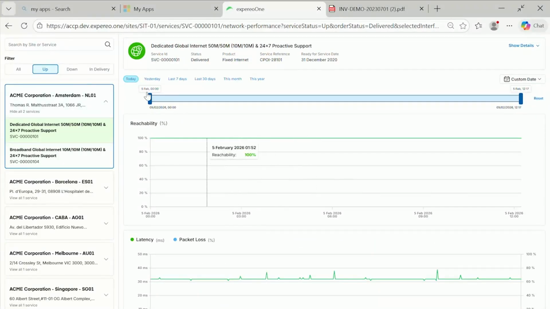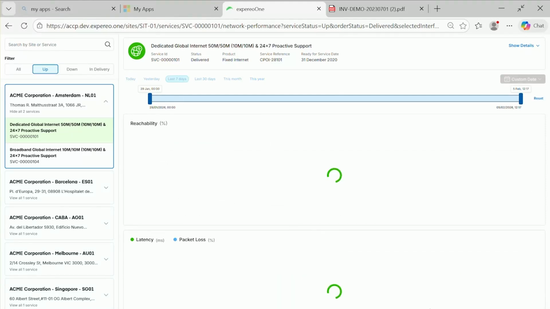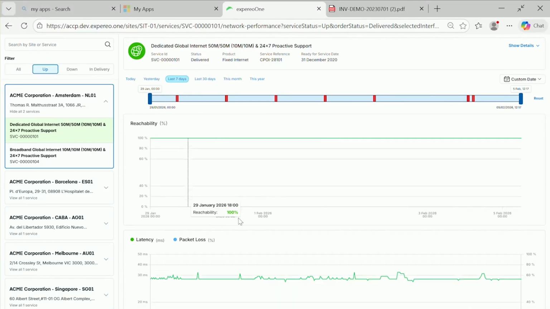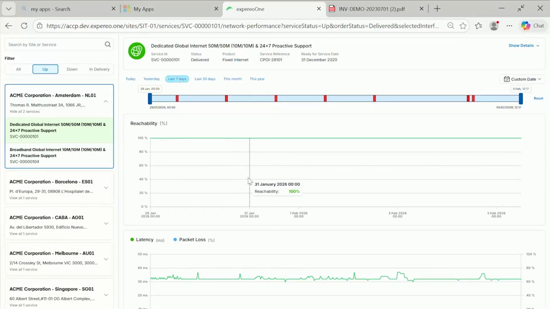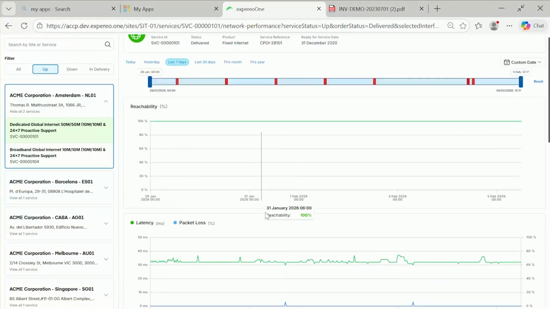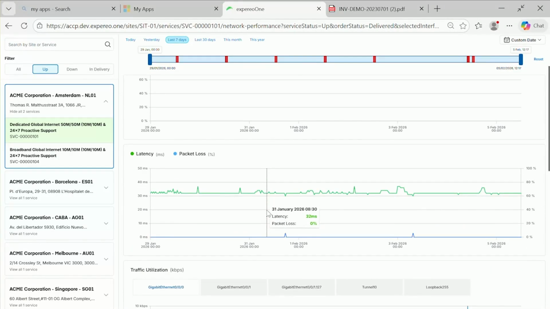We can look back in history at how our services are performing. So for the last 7 days, for example, we can see here that the reachability has been 100% for the last week, and we can see the latency and packet loss figures amongst other statistics as well for that site. So that's given us an instant view of the good things about our network.